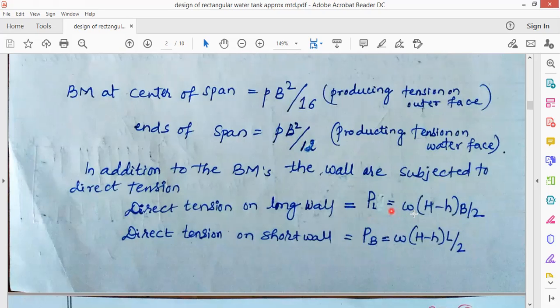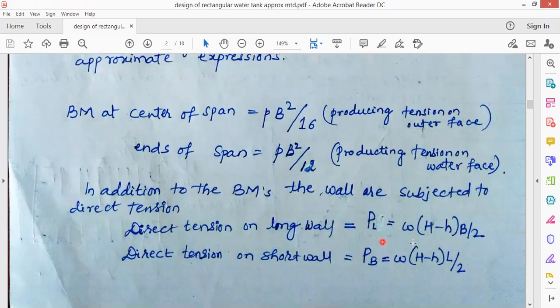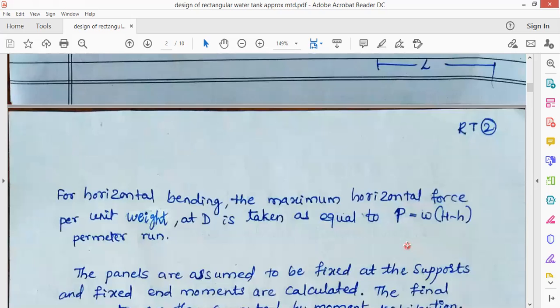So here PL is equal to W, that is the unit weight of water, into H minus H into B by 2. And for the short wall, PB is equal to W into H minus H into L by 2. So for the short wall, it is L by 2. For the long wall, it will be B by 2. We need to remember this. How it is B by 2 or L by 2, we will see from the figure here.